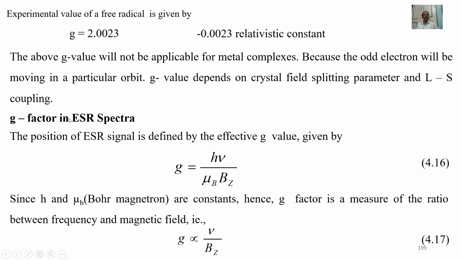g factor in ESR spectra. The position of the ESR signal is defined by the effective g value given by g equals hν divided by μB Bz. Since h and μB, the Bohr magneton, it is not Bohr magnetron, it's Bohr magneton, are constants, hence the g factor is a measure of the ratio between frequency and magnetic field. That is, g is directly proportional to ν divided by B.